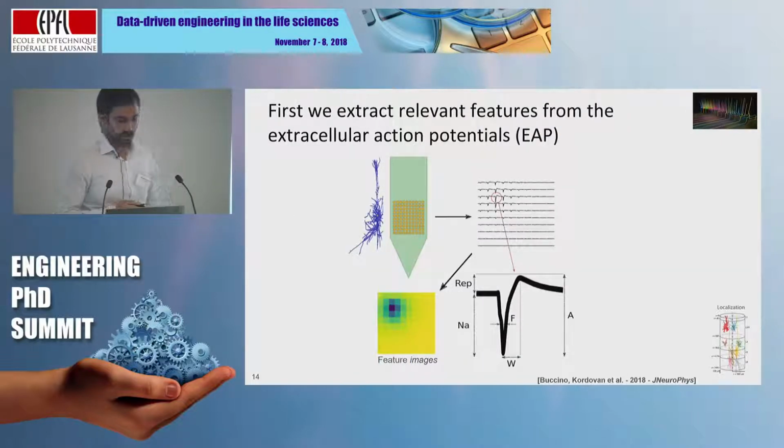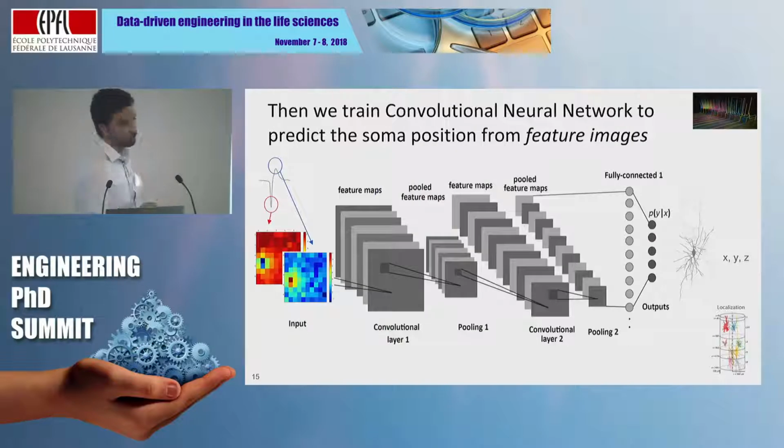From these extracellular action potentials, we do the usual machine learning pipeline. We extract some features, but since we have these two-dimensional multielectrode arrays, we extract features from each electrode and we build these feature images. And since we have this 2D distribution of features, we use convolutional neural networks to extract information from these feature images. For localization, we use the peak, the negative and the positive peak images to predict the X, Y, and Z position of the soma.